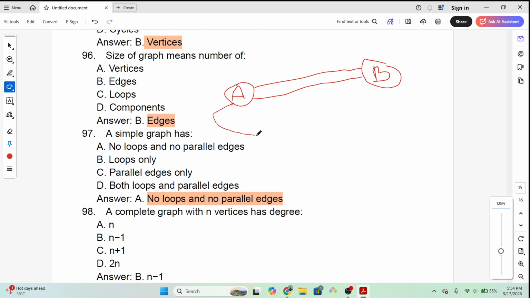And if A contains any loop, this is called a loop. That will become a pseudograph.